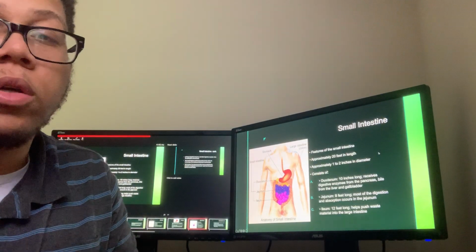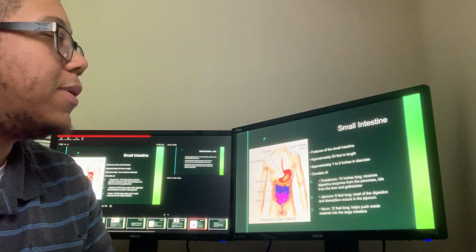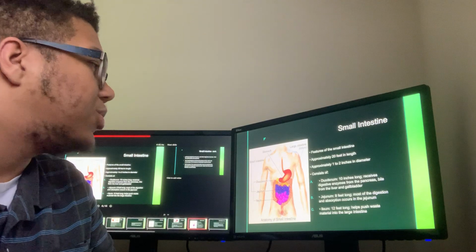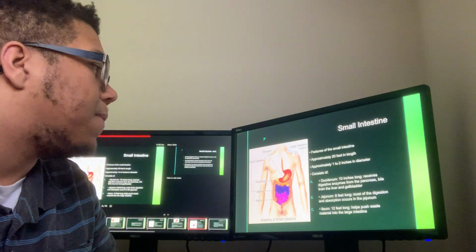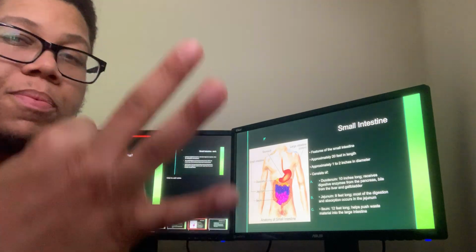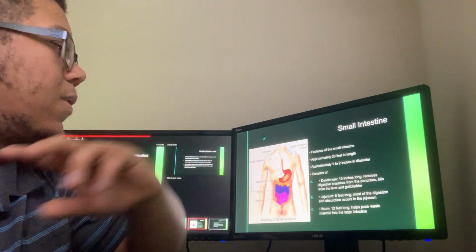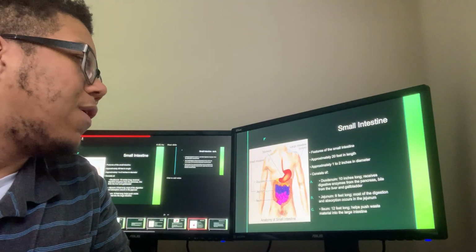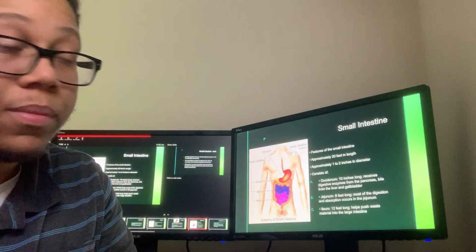So now we're going to talk about the small intestine. The small intestine is basically 20 feet long. You know how long 20 feet is? And approximately 1 to 2 inches in diameter. It consists of 3 parts. The duodenum is 10 inches long. It receives digestive enzymes from the pancreas and bile from the liver and the gallbladder.